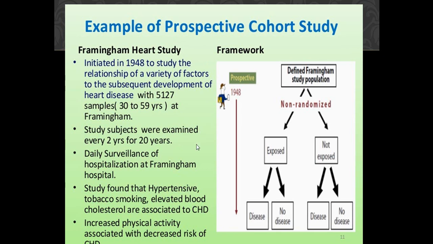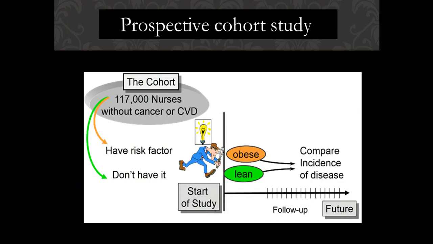Daily surveillance of the hospitalization at Framingham Hospital. The study found that hypertension, tobacco smoking, and elevated blood cholesterol are associated with congestive heart disease, and increased physical activity is associated with decreased risk of congestive heart disease. This is an example of a prospective cohort study. Okay, this is another example.